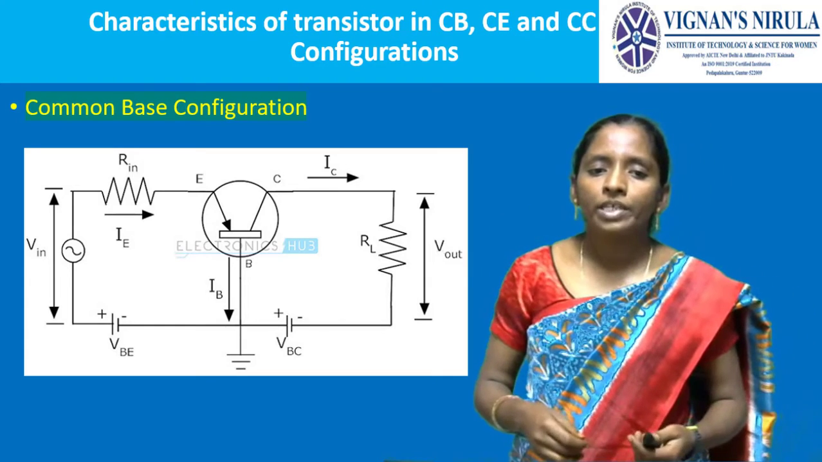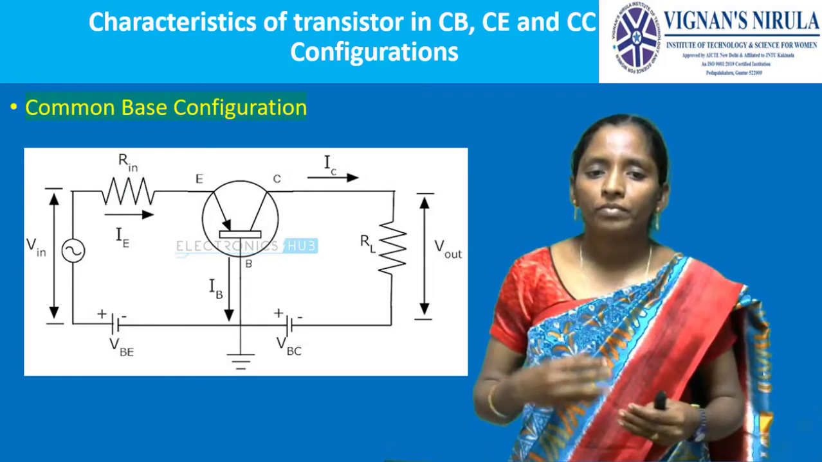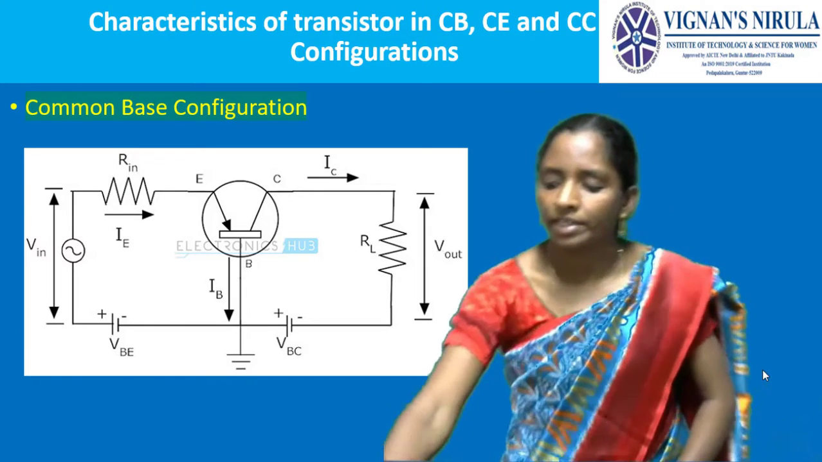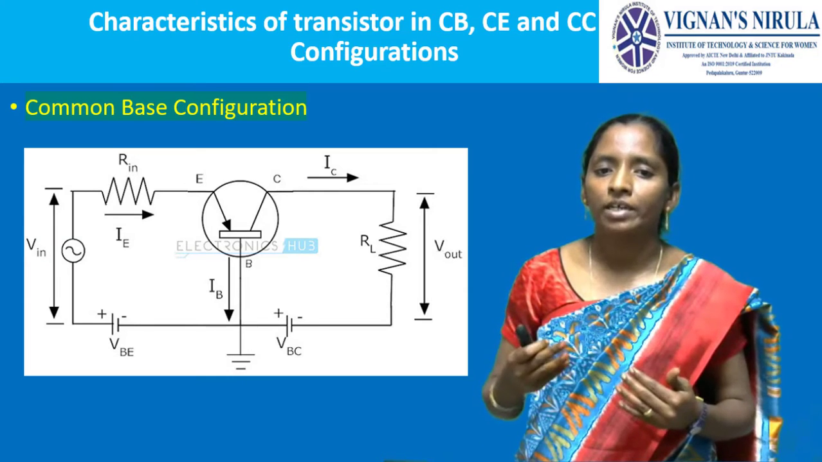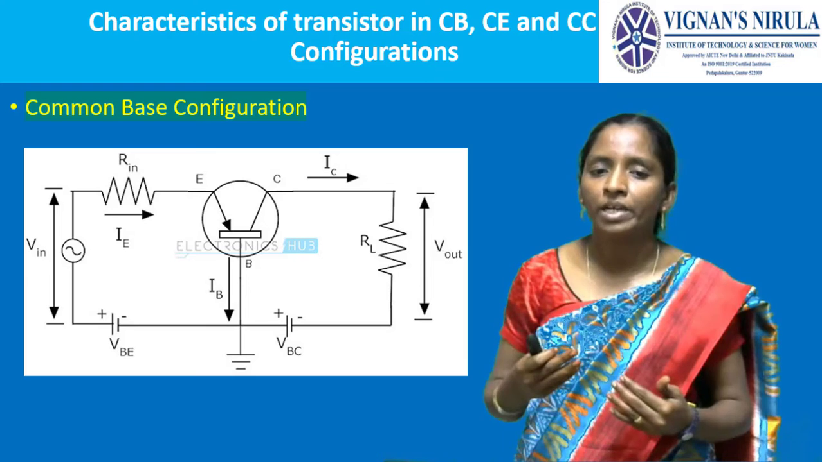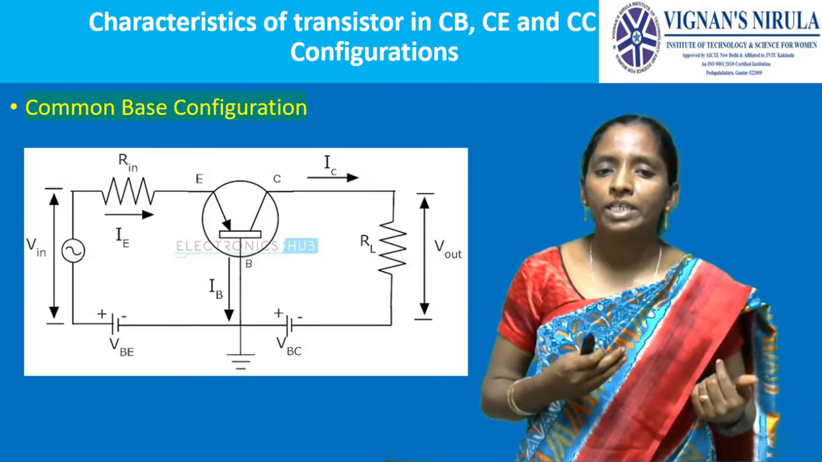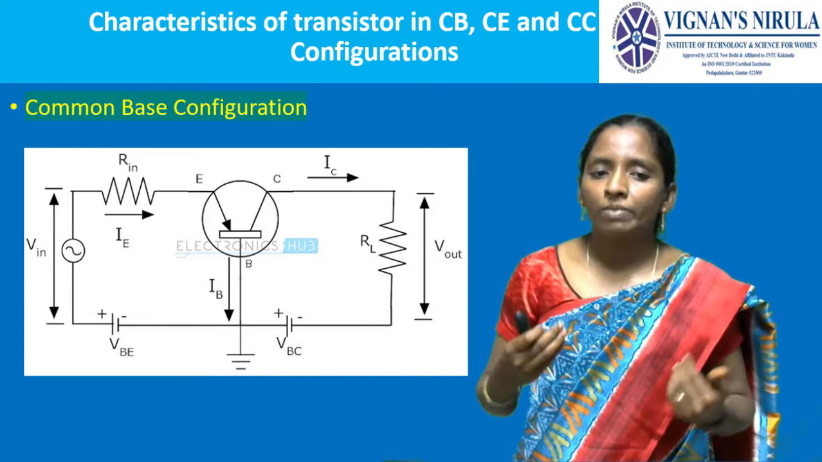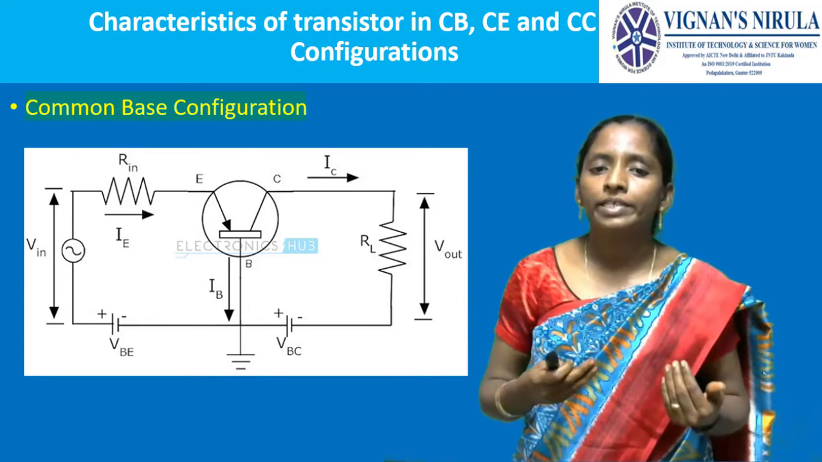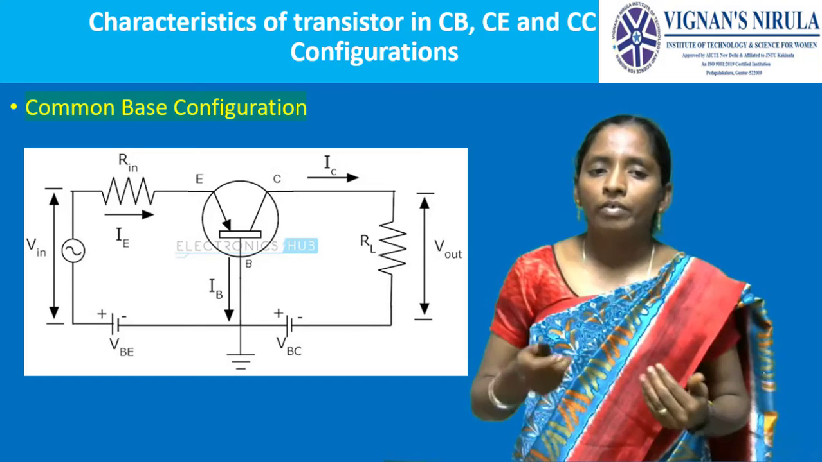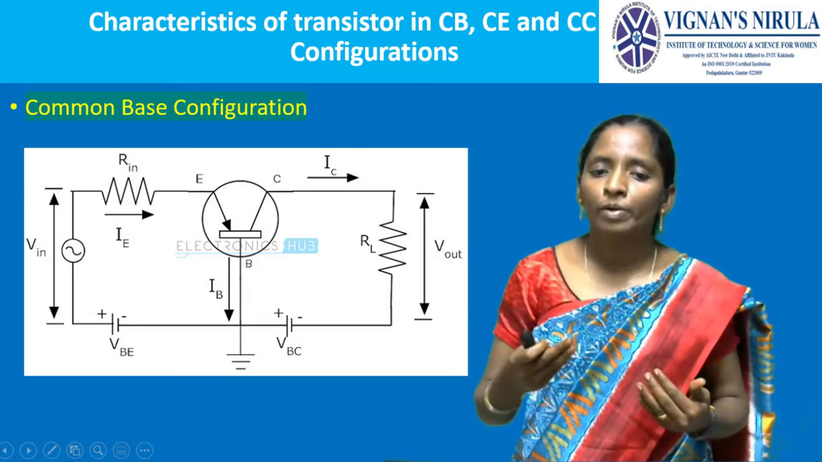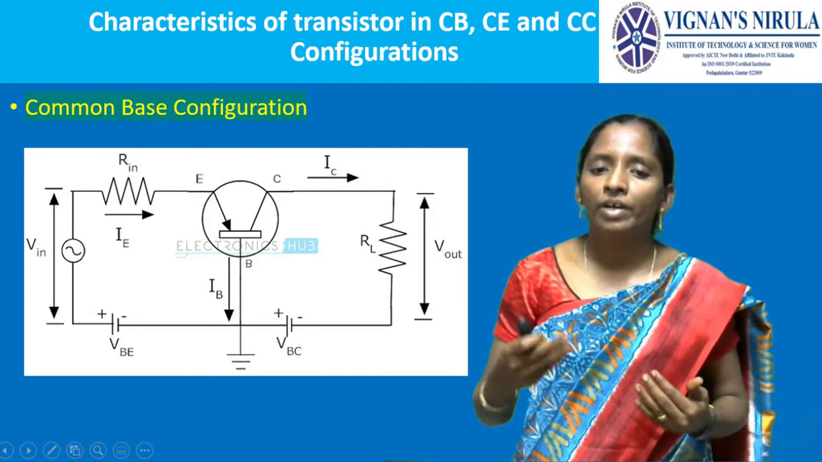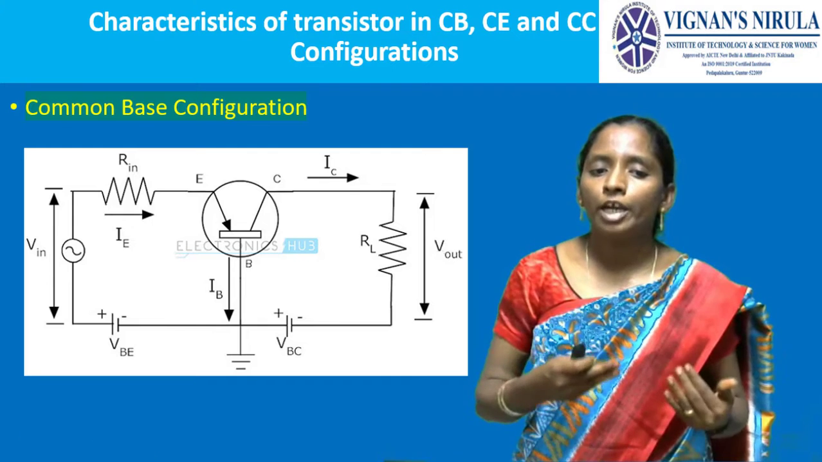In this configuration, for input characteristics, first keep the output voltage constant. Here the output voltage is VCB. So keep the output voltage constant and vary the input voltage. Here the input voltage is VBE and the input current is IE. So first see the circuit diagram. Keep the output voltage VCB constant for different values and vary the input voltage.